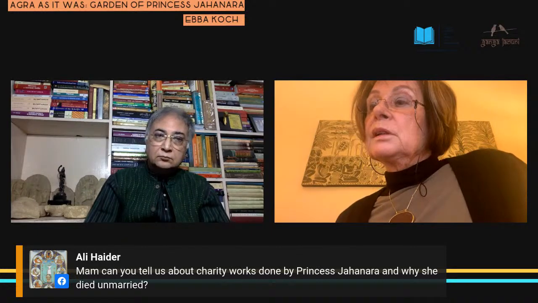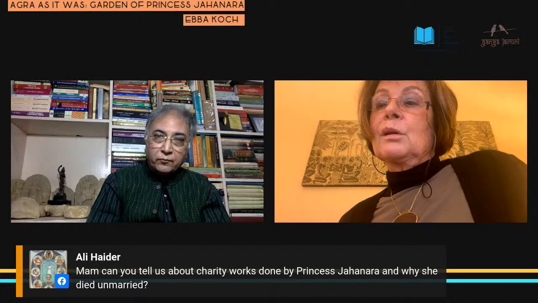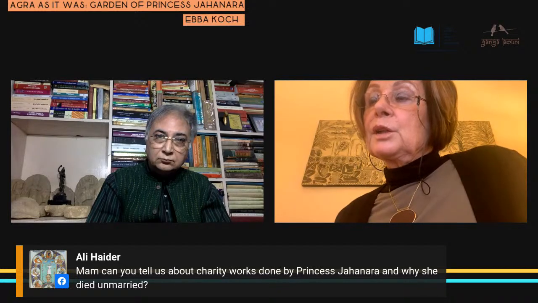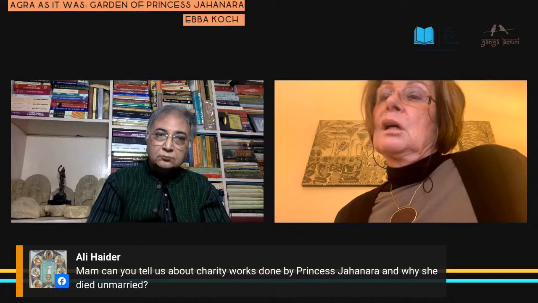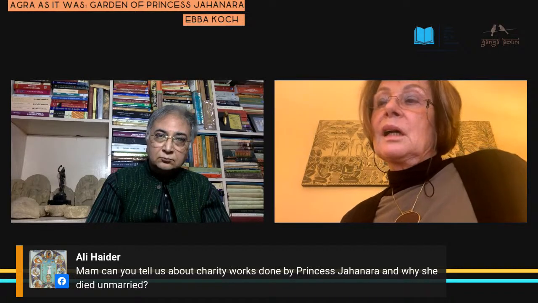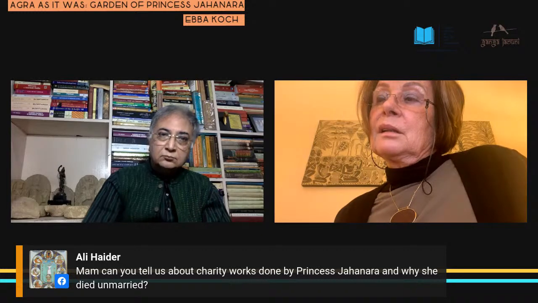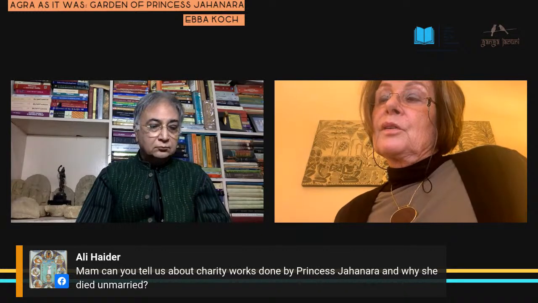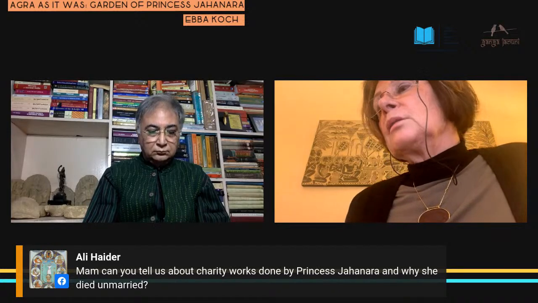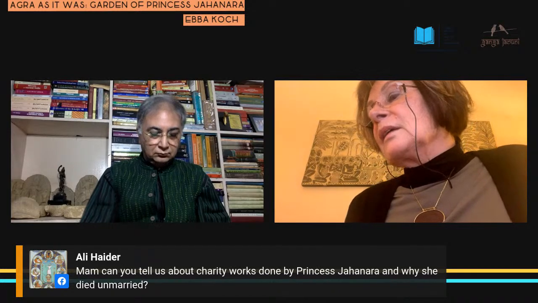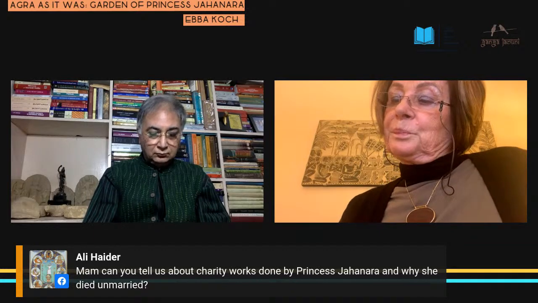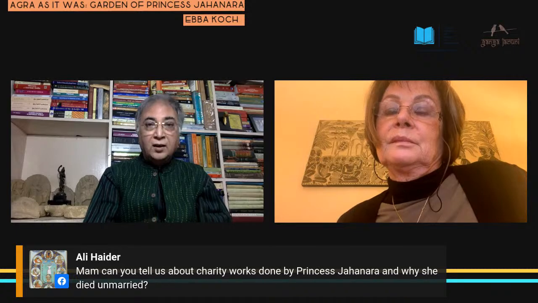And then, obviously, the gardens were not her only form of architectural patronage, because we know that she had a large garden, a hammam, and a caravanserai in Delhi along the Chandni Chowk. So obviously, charities would have been part of her task, let's say, in this position. Right.